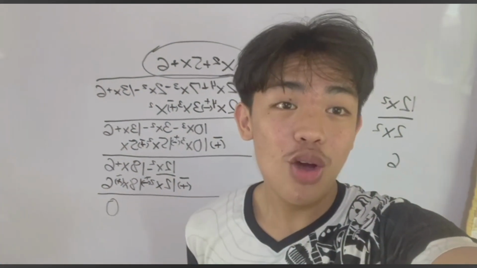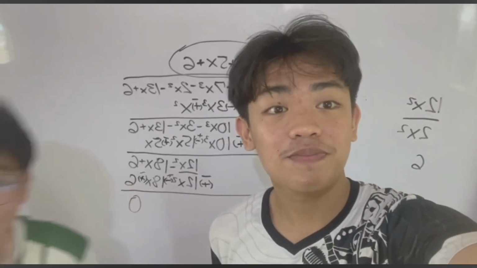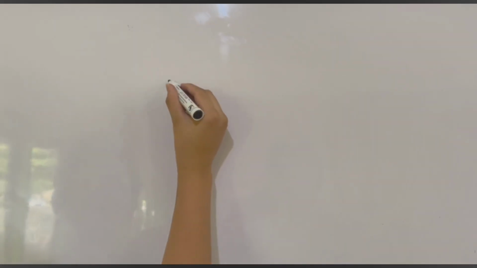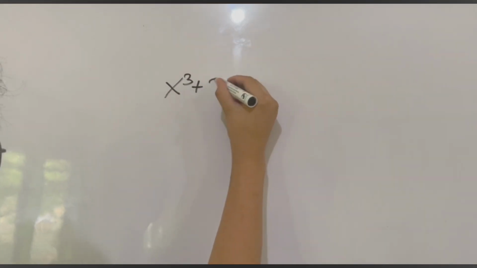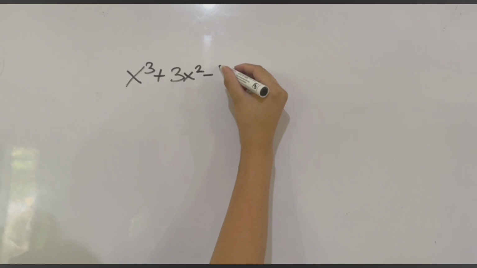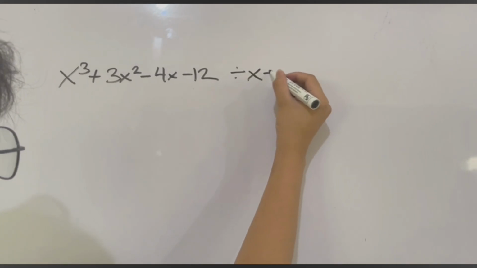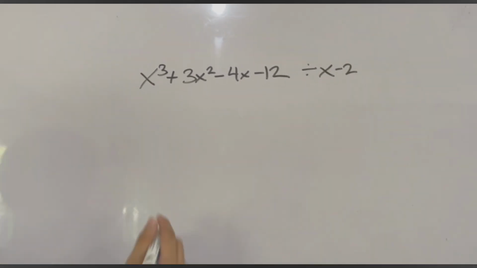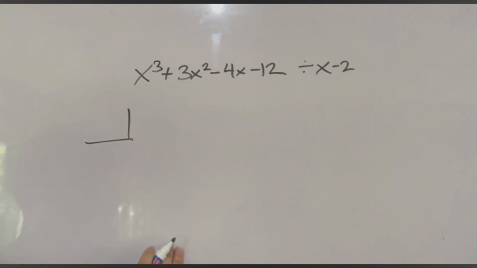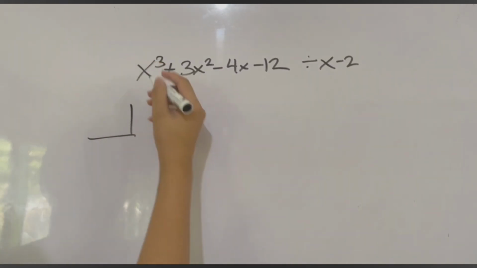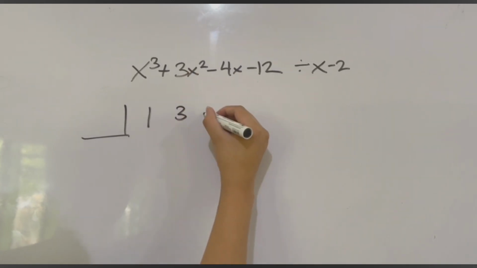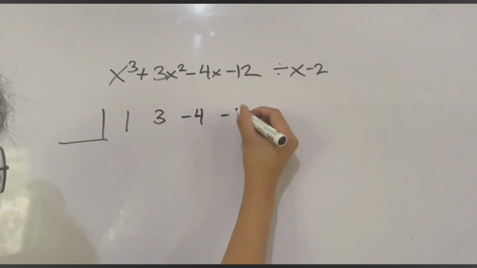But wait, there's more! We can also solve this using synthetic division, and I'm going to teach you how to do it. So how do you solve polynomials using synthetic division? For our first step, we need to set up the synthetic division. We have an example: x cubed plus 3x squared minus 4x minus 12 divided by x minus 2. We put an inverted L and write down the coefficients of this function: 1, 3, negative 4, and negative 12.